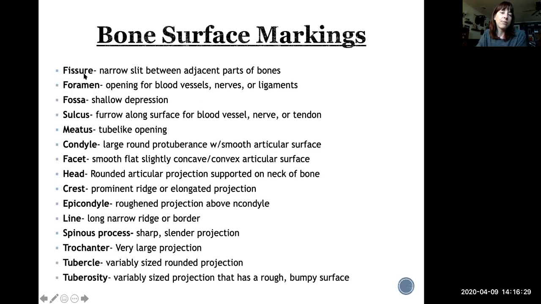So fissures are basically narrow slits. So they're holes, except they're long and skinny holes. Foramen are larger, rounder holes. Okay, so a foramen is a round opening for blood vessels, nerves, or ligaments to pass through. Foramina is plural for foramen.